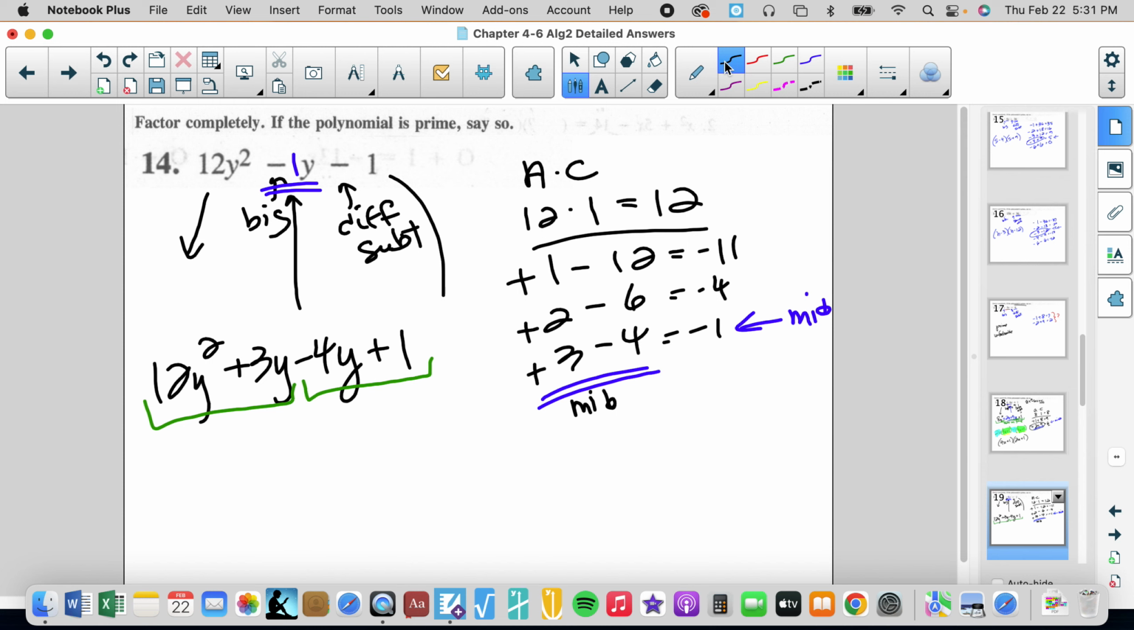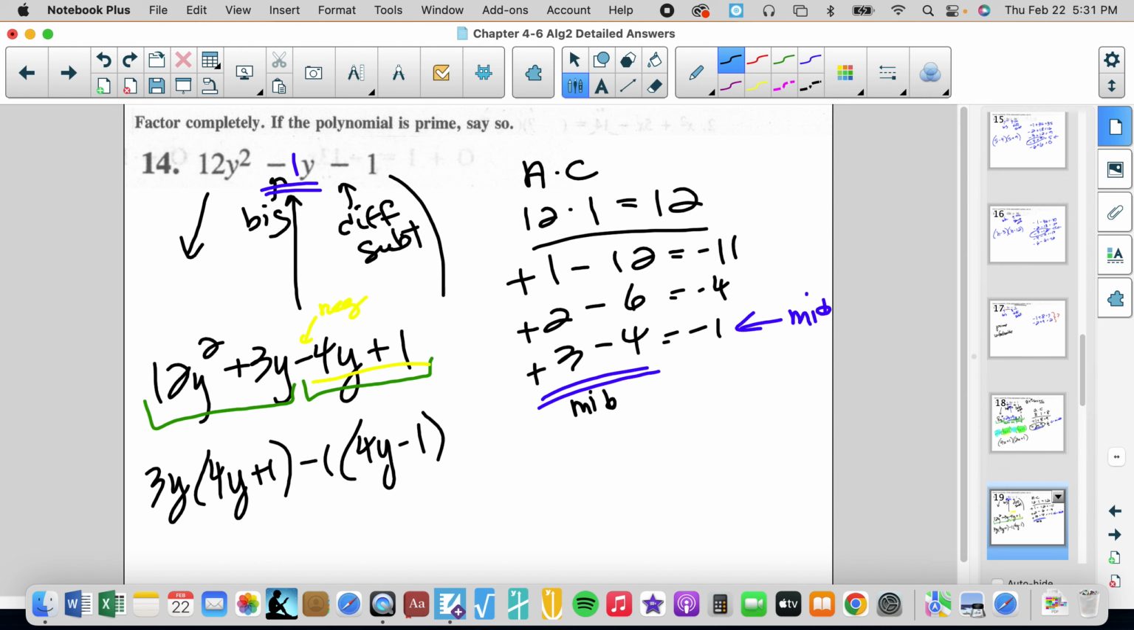So let's look. What's the greatest common factor? 3y. You get 4y plus 1. Notice my first term is negative. I must factor out a negative. And then there's no factor, so I'm going to factor out a negative 1. And that gives me 4y minus 1.